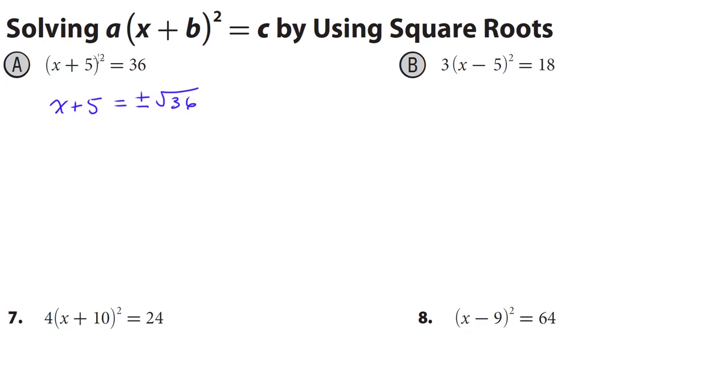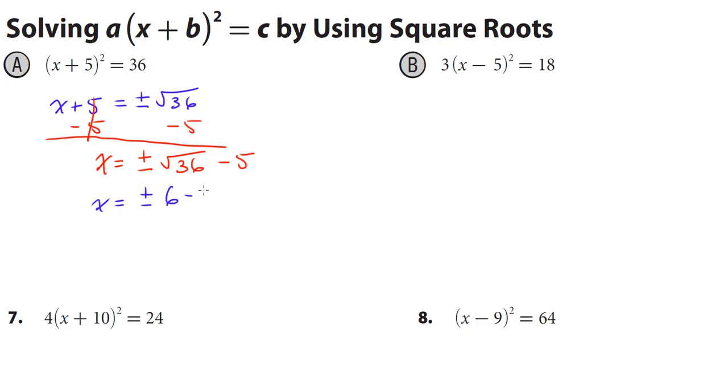And now that I've taken x plus 5 squared out of this parentheses with the exponent of 2, now I can get rid of this 5. So I'm going to subtract 5 from both sides. Okay, and I get x equals positive or negative radical 36 minus 5. This is your answer in radical form, even though we could simplify radical 36, but I'm not going to do that here. Then we can go ahead and find the square root of 36, which is a perfect square. It's 6, so our answer is x equals positive or negative 6 minus 5.